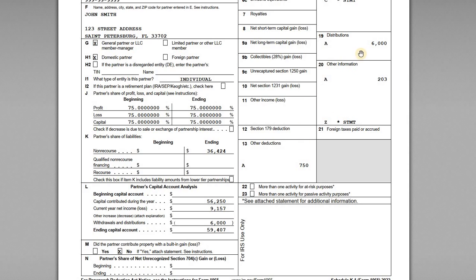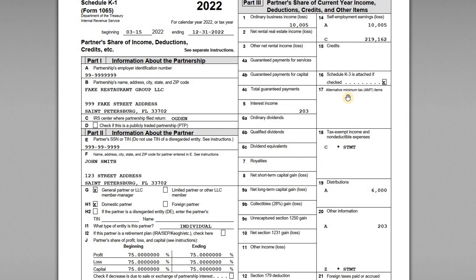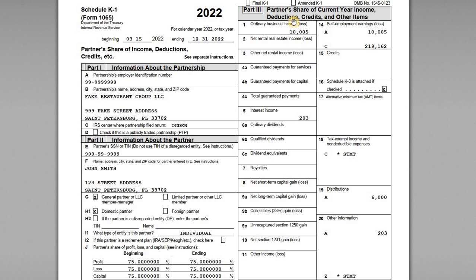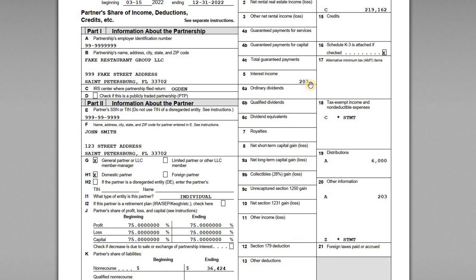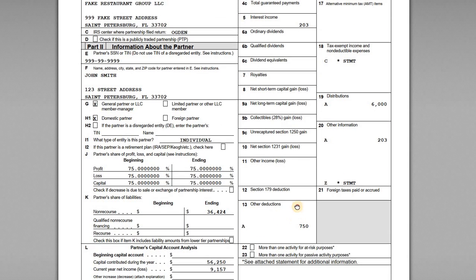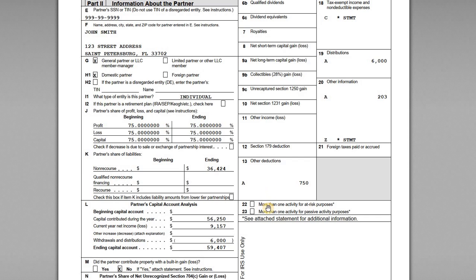Now, if we go back up here, remember, this is an allocation, so a 75% of the total allocation to John, because that's his ownership percentage. So the ordinary business income or loss was roughly $13,000 or so. John's getting 75% of that. Remember, the interest income, John's getting 75% of the total, so that's why he gets $203. The charitable deductions, right? Remember, that was a $1,000 charitable deduction. John is getting $750, right? 75% of the $1,000 amount. So 13A is the charitable contributions line item.